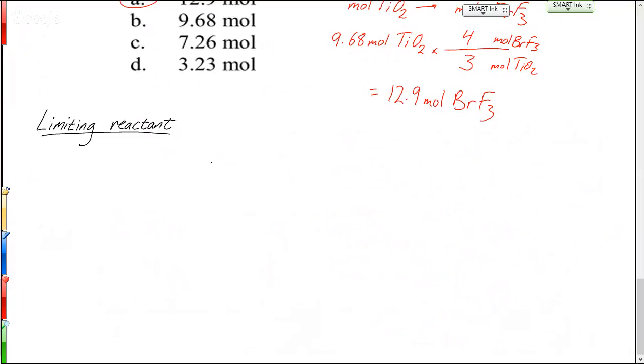So anybody want to explain or describe how you think of the idea of a limiting reactant? What does that mean?